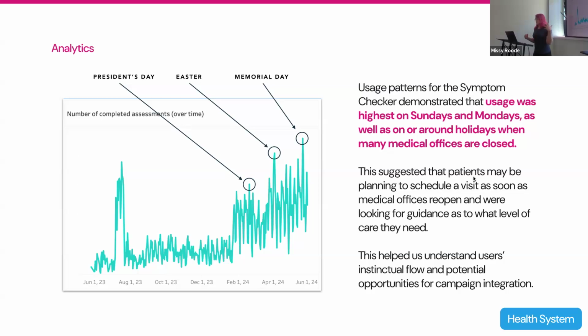So this helped us not only understand their instinctual flow, but also identify some good opportunities for campaign integration. If we know there's a holiday coming up, and we're probably going to see more people using this, how can we make sure that we're prepared for that influx of people and that their needs are met? How can we make sure that we get them to the care they need, and also see those appointments booked that we're hoping for?